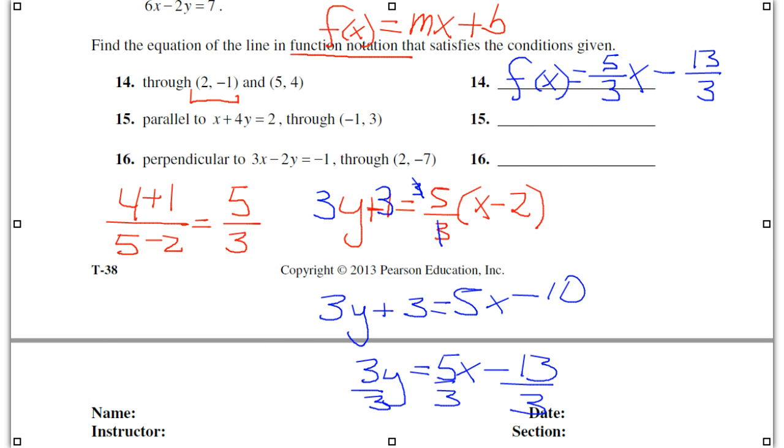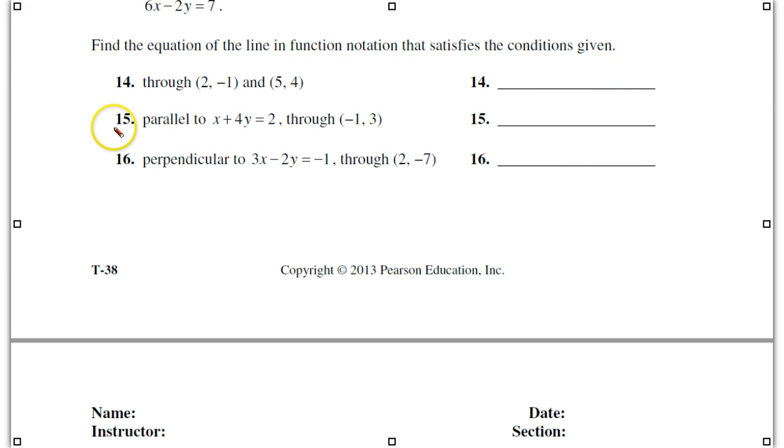All right, we'll clear it up, and if you want, you can pause it, work on 15, which is to find the equation of a line in function notation that is parallel to this line, but goes through this point. So step 1 is to find the slope of this line. And we find the slope, you recall, by dividing, solving for y.